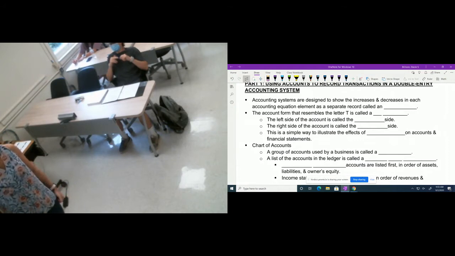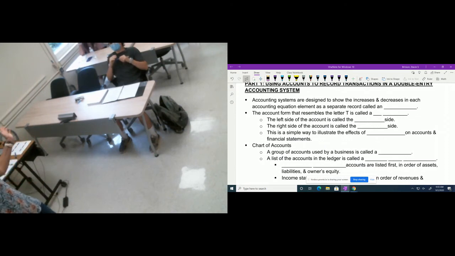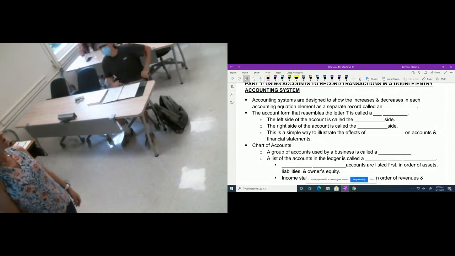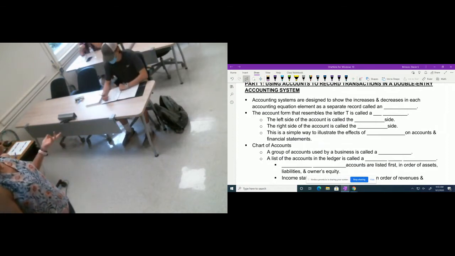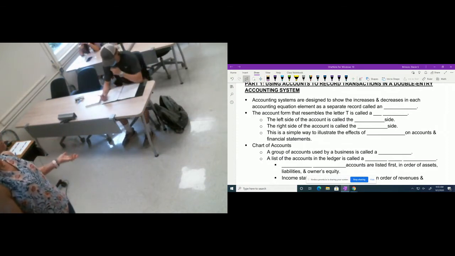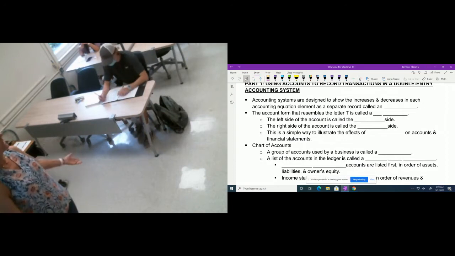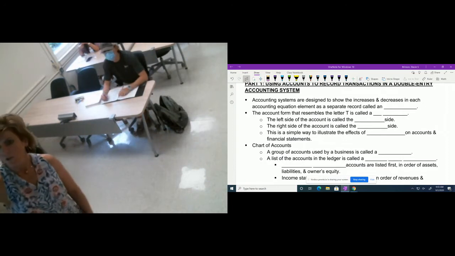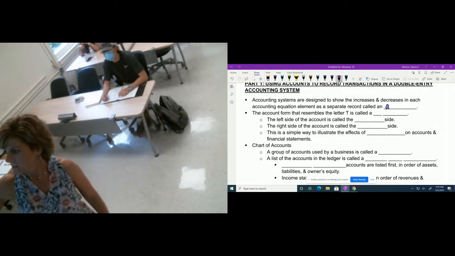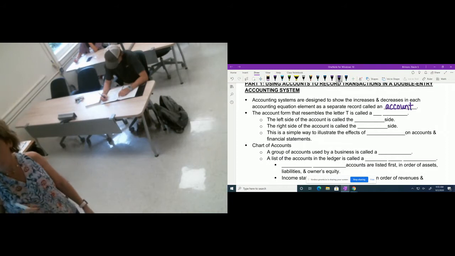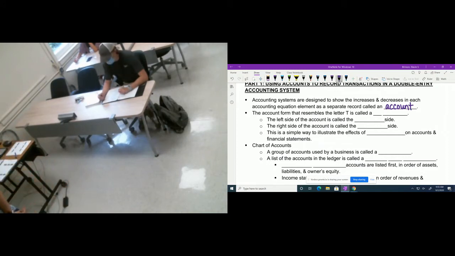Okay, accounting systems. What we've been doing, bookkeeping, is designed to show the increases and decreases in each accounting equation element. We've been doing that. And each one of those categories, cash, receivables, and so on, you're going to hear them called accounts. It's an account for each of those items.